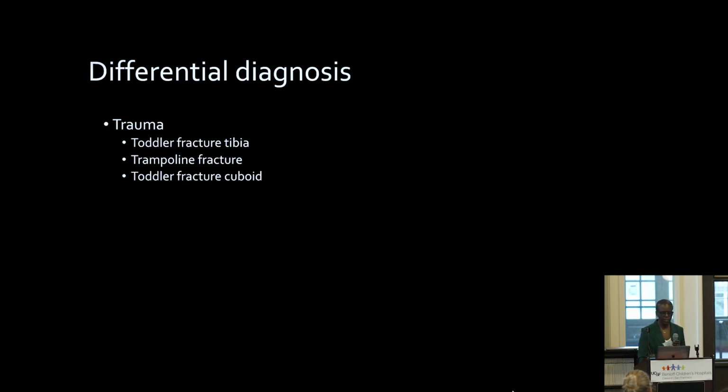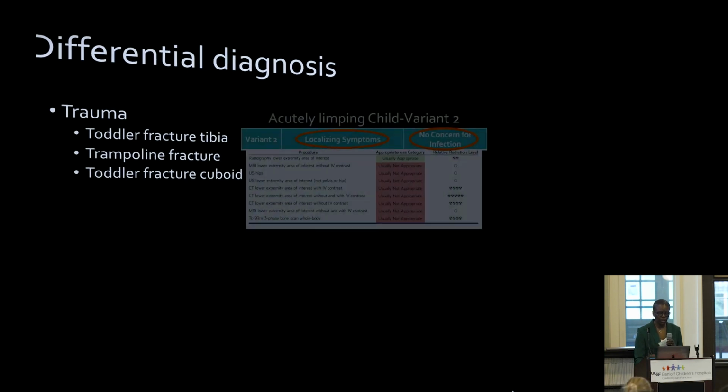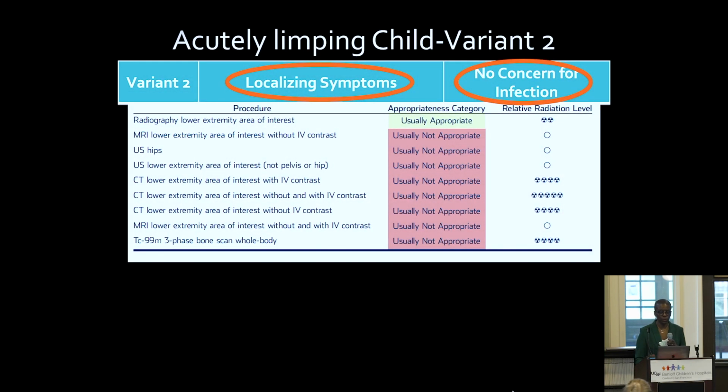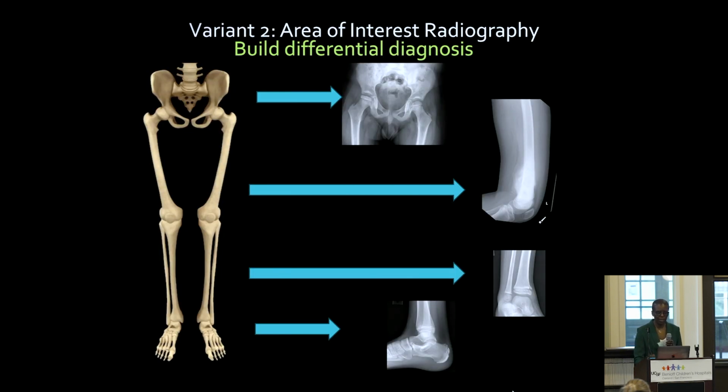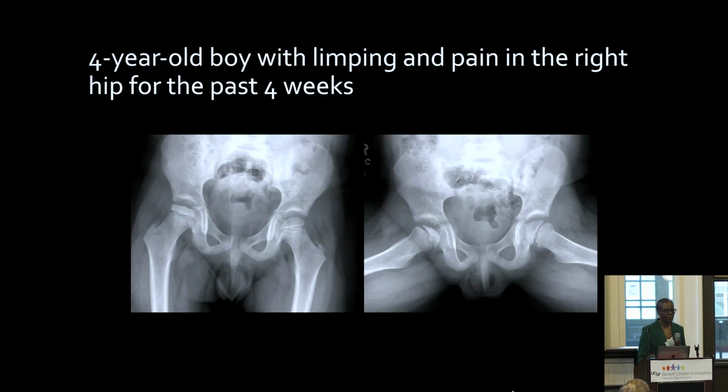Okay, so in building our differential diagnosis with trauma, we've seen a toddler fracture of the tibia, the trampoline fracture, and the toddler fracture of the cuboid. Okay, let's go on to variant 2, where there are localizing symptoms, but no concern for infection. So the only appropriate initial imaging is area of interest radiography. So what I'm going to do now is just use variant 2 and build a differential diagnosis going from the pelvis to the foot. So I want you all to look at this and then tell me what the diagnosis is.